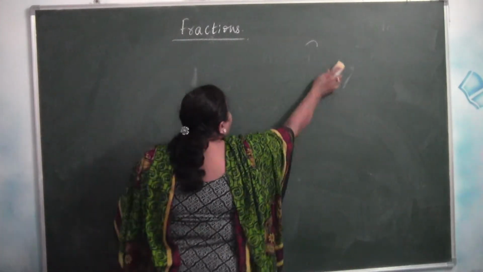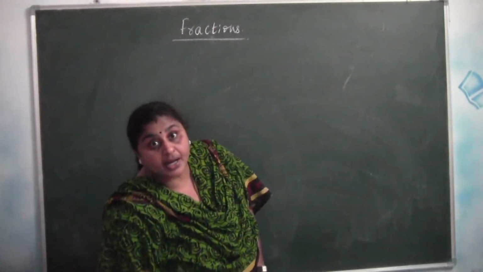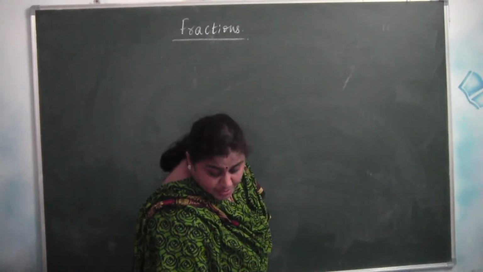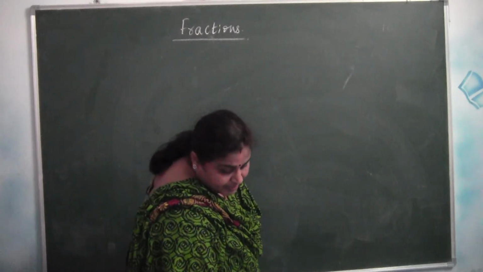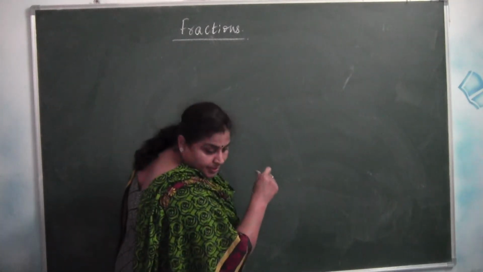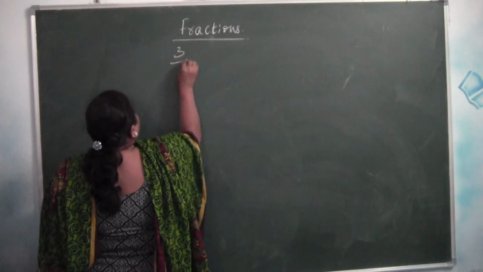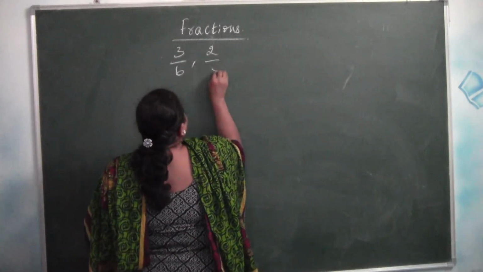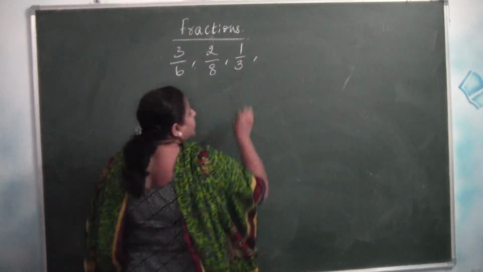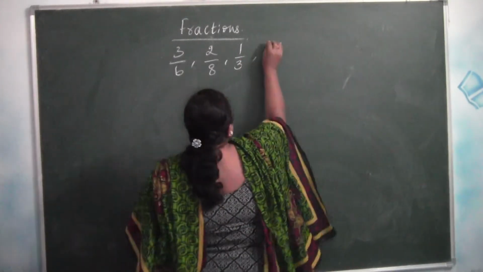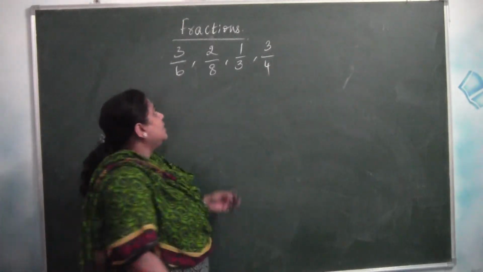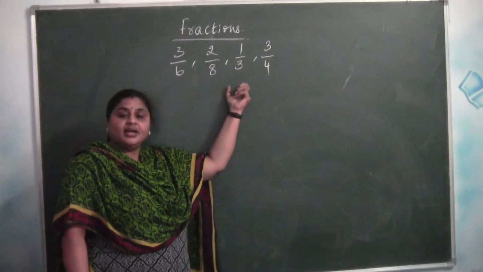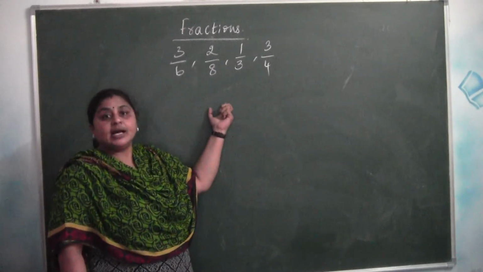case, how to compare a fraction? Let us see. First, suppose I have this bunch of fractions, children. Let us take one example. I have 3 by 6, 2 by 8, 1 by 3 and 3 by 4. Now, if you observe the given fractions, the numerators are different as well as the denominators are different.